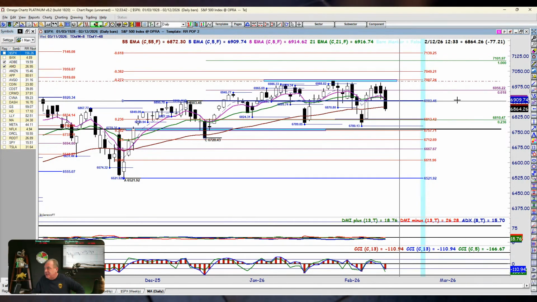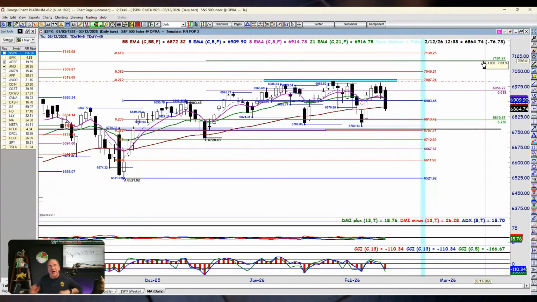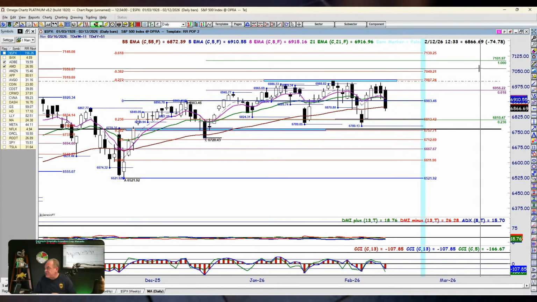Now, ideally, I like these lines, this green line, the 236, the 618, and the 1, to be overlapping other Fibonacci levels. It's not. So is the 618 important? Kind of. But what's most important is this green line.